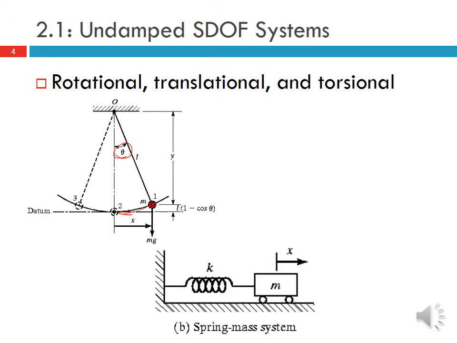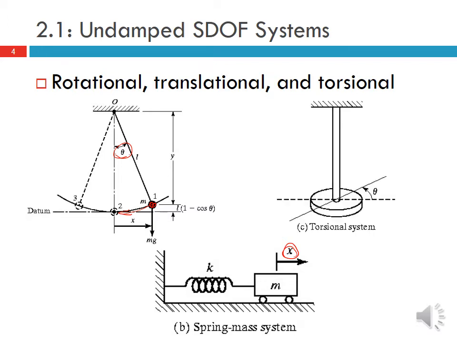Translational systems are, for example, like a mass and a linear spring. And here the coordinate that we might choose would be x, describing the translational motion of the mass. And we can have torsional systems where in this case we would have this disk rotating under torsion, where here we could use theta to describe that motion. All of these are examples of single degree of freedom systems.